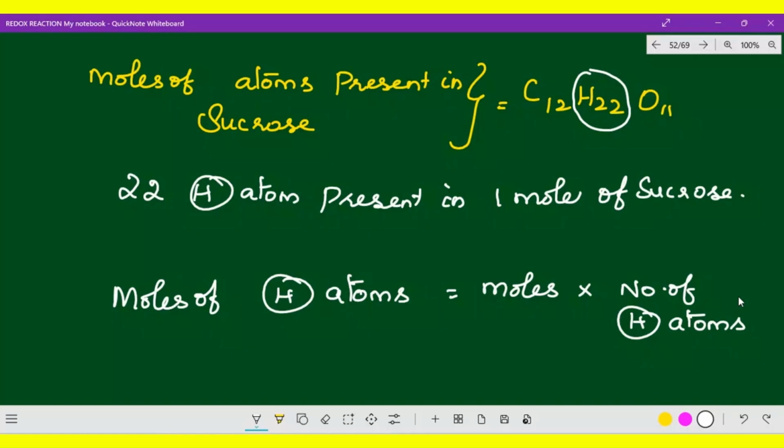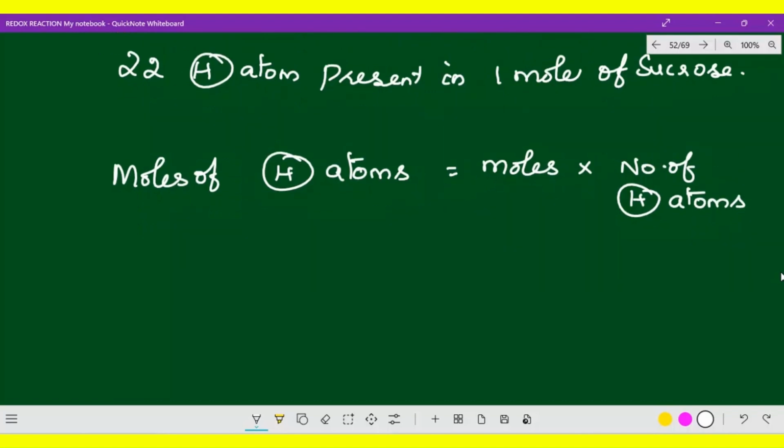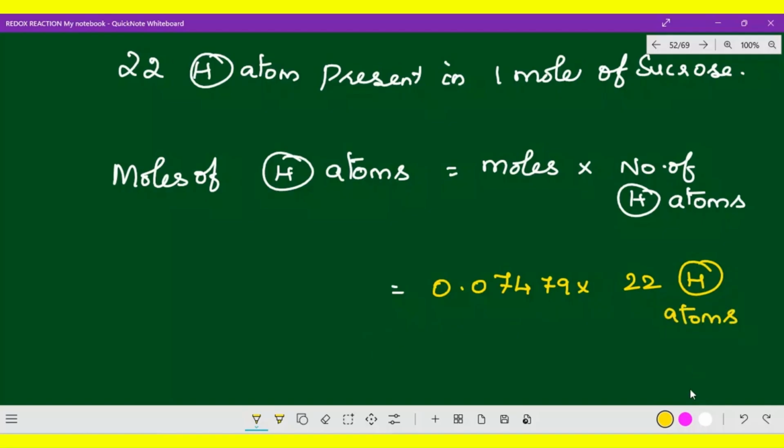In that, how many apples are there? So for the complete mass or complete number, then minus this one. In that way, moles into number of atoms. So how many moles? 0.7479 into the number of atoms of hydrogen, 22 hydrogen atoms. So you will get the answer here.